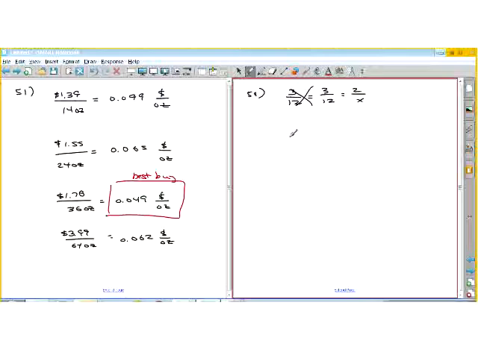So we have this proportion, which we can then cross multiply. 3 times x is 3x, 2 times 12 is 24. Divide both sides by 3. 3 divided by 3 is 1. 24 divided by 3 is 8. So the unknown side length on the second similar triangle is x equals 8.